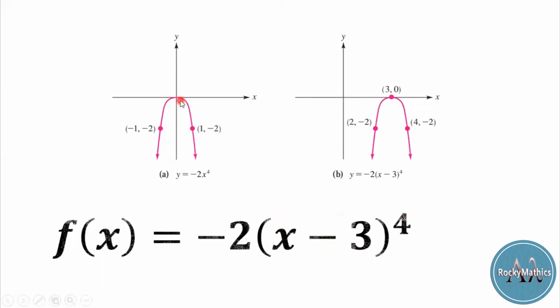So if x is 0, y is 0. If x is 1, x raised to 4 becomes what? Becomes 1. If x is negative 1, x raised to 4 becomes 1 also. So, sketching x raised to 4, we have a parabola that looks like this, right?